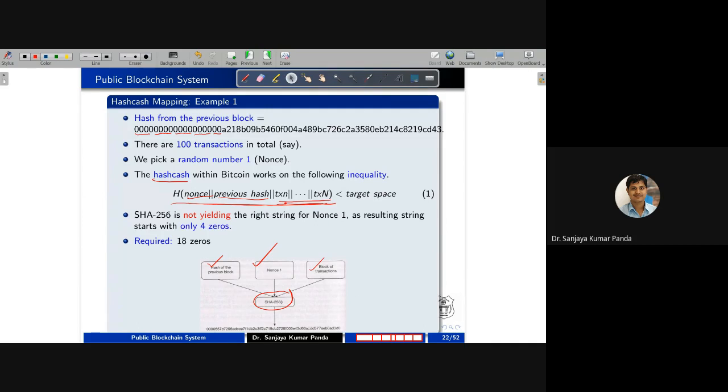So what do you have to do? You have to discard it. And if it is 18 zeros, then you are going to check again whether the rest of the things are matching or not. But if they have fewer zeros, you can simply discard it.